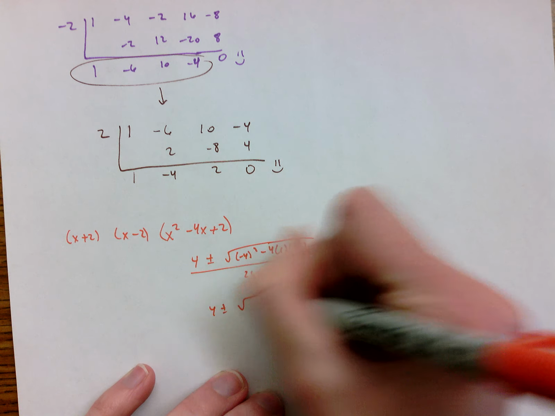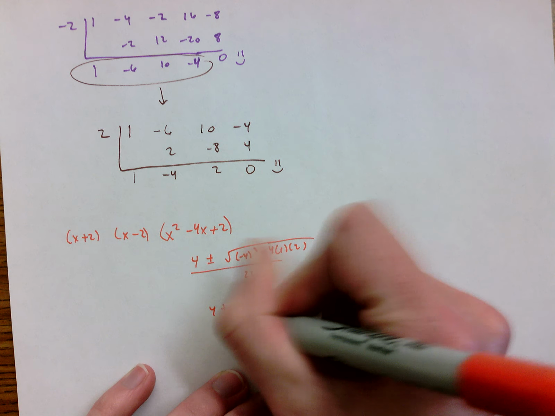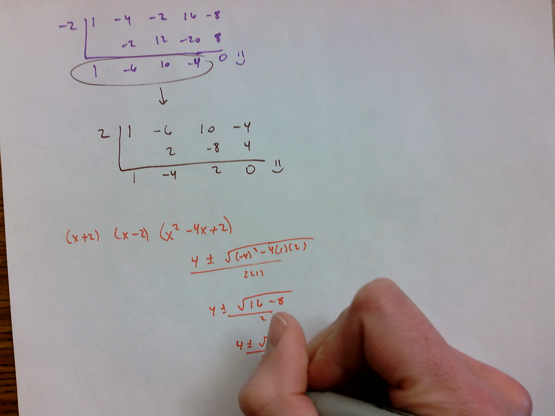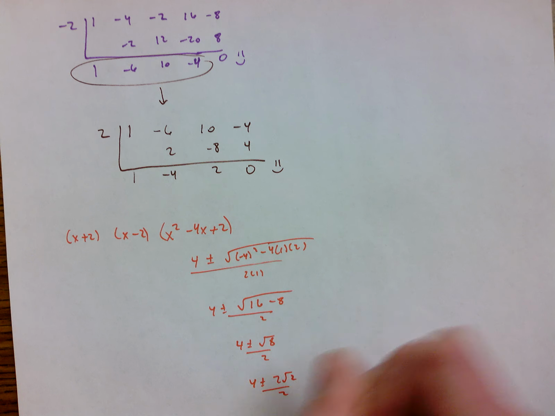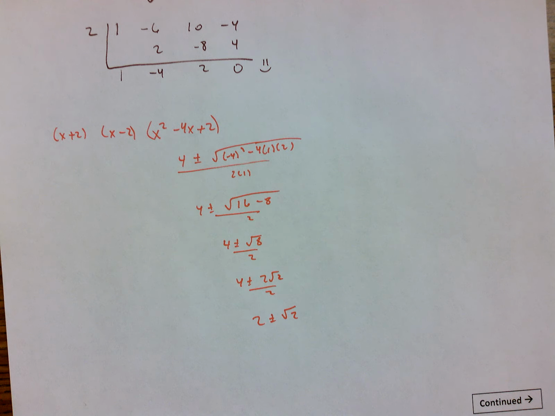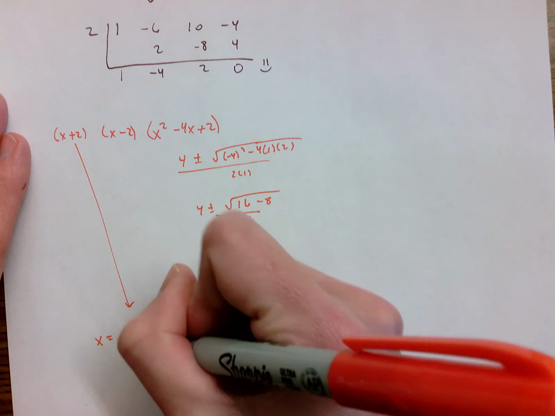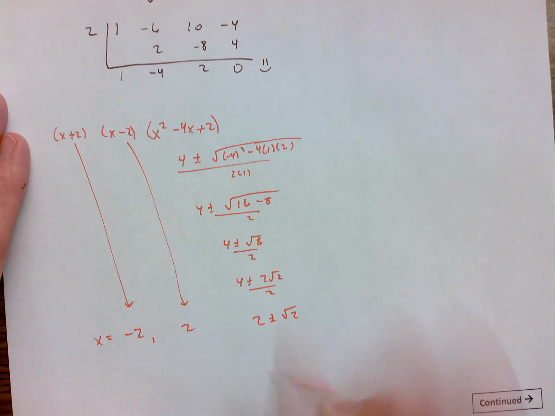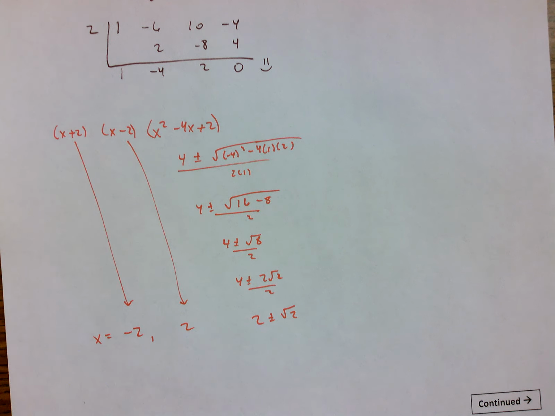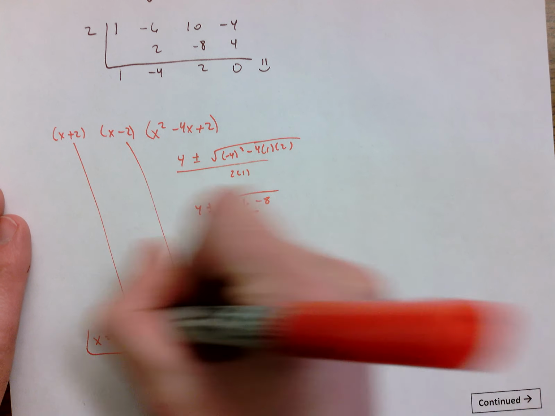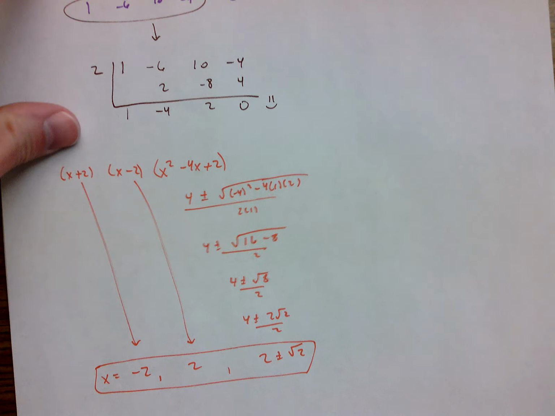Don't forget, if I'm going too fast for you, you can pause this video and go back and fill this in. Okay, and then simplify the 8, so that's 4 plus or minus 2 root 2 over 2, and that simplifies to 2 plus or minus root 2. Okay, great. So what does this tell me? This gives me the rest of my solutions. So now my possible solutions are x equals negative 2 from this guy, positive 2 from this guy, and note that those are the numbers that we divided out with our synthetic division back up at the top, or this 2 plus or minus root 2. And those are my 4 solutions to this polynomial.